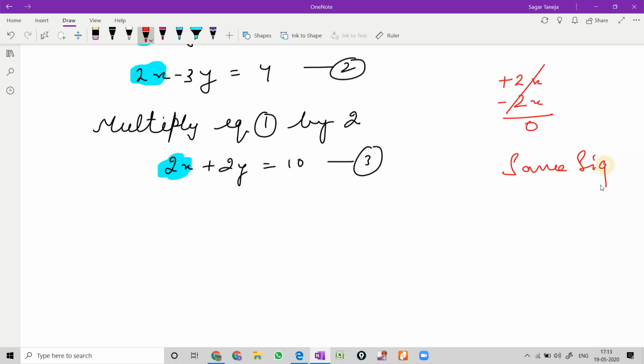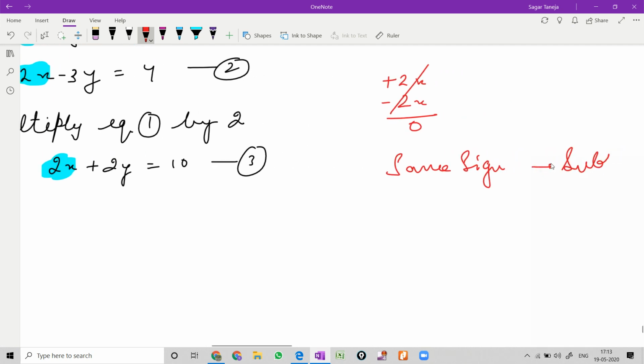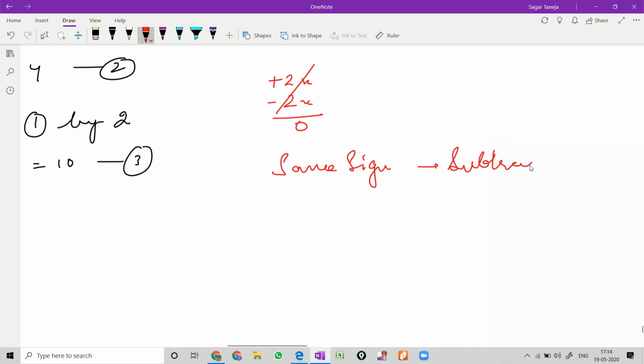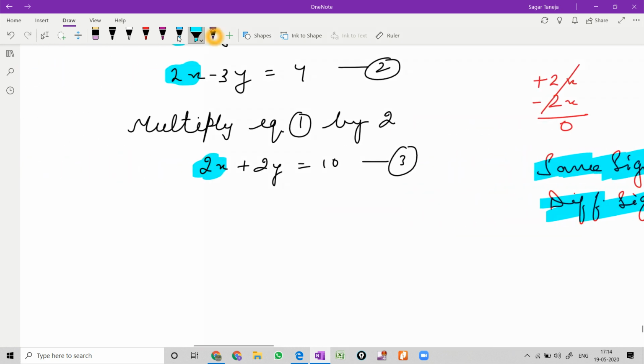With the same sign, we need to subtract the equations. If the signs are different, then we have to add the equations. So see, this is a very normal thing. If signs are the same, then we have to subtract. If signs are different, we have to add. Just learn this. The rest you will understand the moment you do the first question.